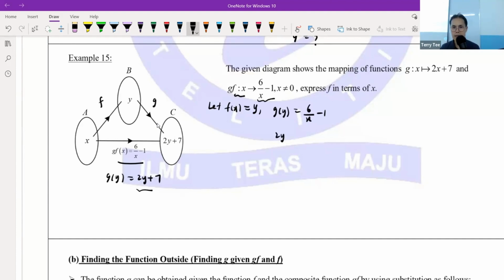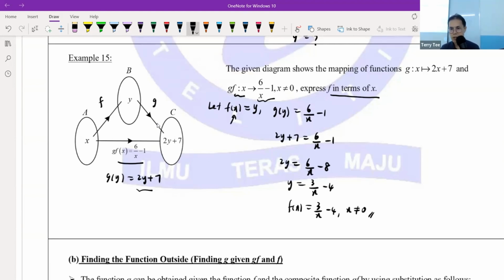So we replace 2y plus 7 with 6 over x minus 1. Bring this over: 2y equals 6 over x minus 8. As you divide by 2, your y is 3 over x minus 4. And what's your y? Your y is your fx. Since I'm finding fx in terms of x, your fx is 3 over x minus 4. Here we write x cannot be 0.